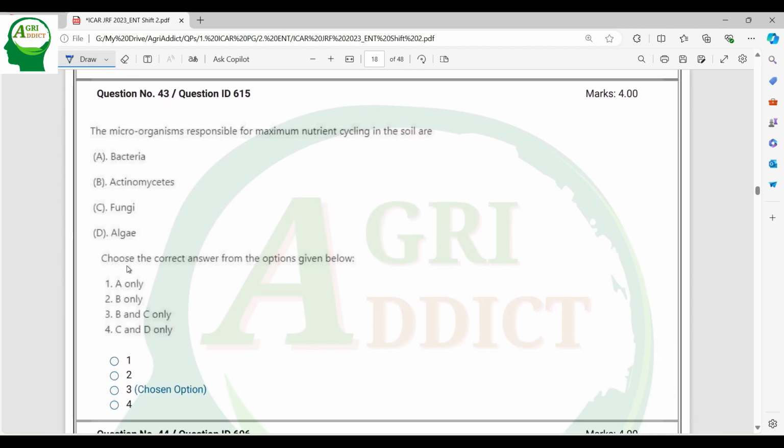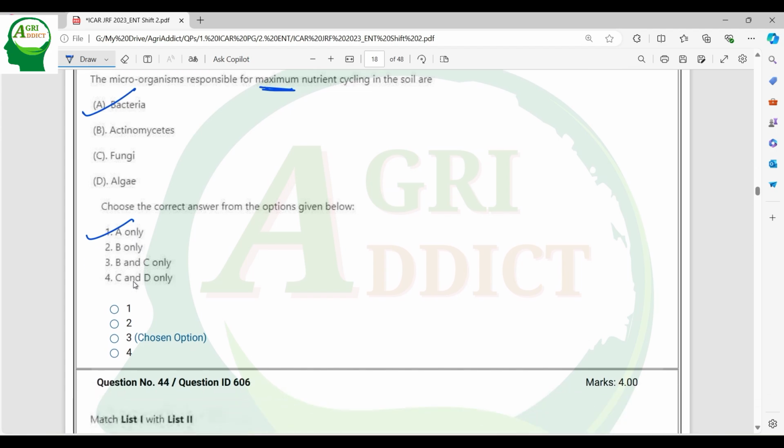Microorganisms responsible for maximum nutrient cycling in the soil are bacteria. Okay, bacteria are mainly responsible for the maximum amount of nutrient cycling in the soil. So here A only is the correct answer, because bacteria present in the soil are more than the other options like actinomycetes, fungi and algae. So bacteria's role is more than the others.